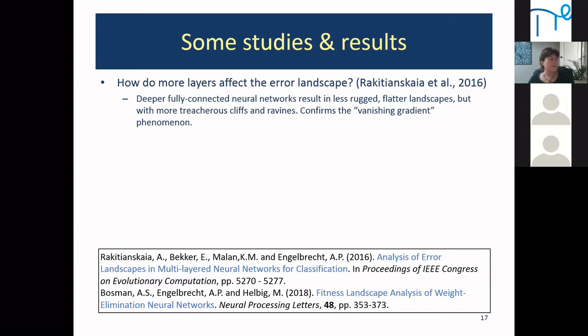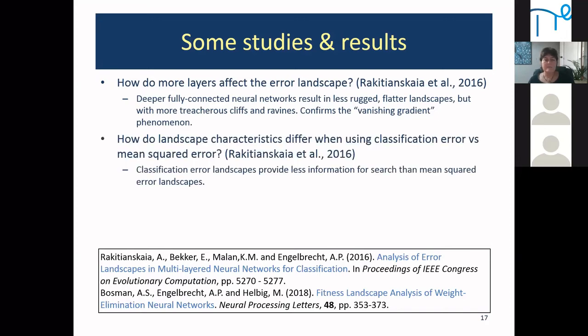So this confirms the vanishing gradient phenomenon in deep neural networks, where if the networks become really deep, you end up in a situation where there are a lot of places where there is no gradient, and no gradient is a real problem for gradient descent, because gradient descent doesn't know what to do when it's flat. It assumes that when it's flat, it has got to the minimum, but it might just be a massive plateau that it has to get across, and it doesn't know which way to go. So that's one of the results that we found.